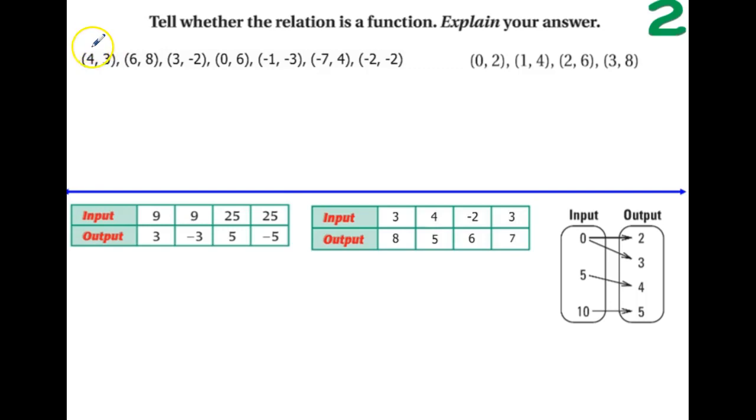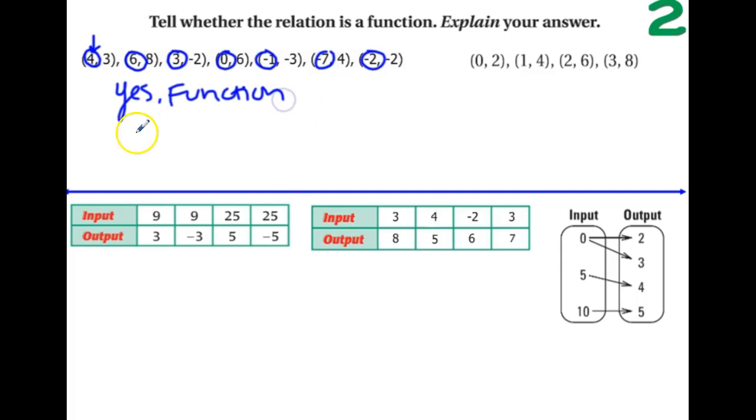So let's look and decide whether or not these are functions. So remember, we're only looking at our input values, what we're plugging in. If I push the button 4, I get a 3. If I push the button 6, I get an 8. That's okay. Here's a 3, plugging in a 0, -1, 7, -2. All of our inputs are different, so yes, this is a function, because there's one output for every input.